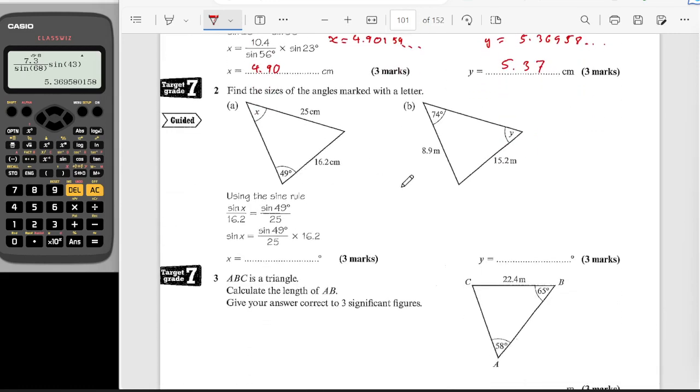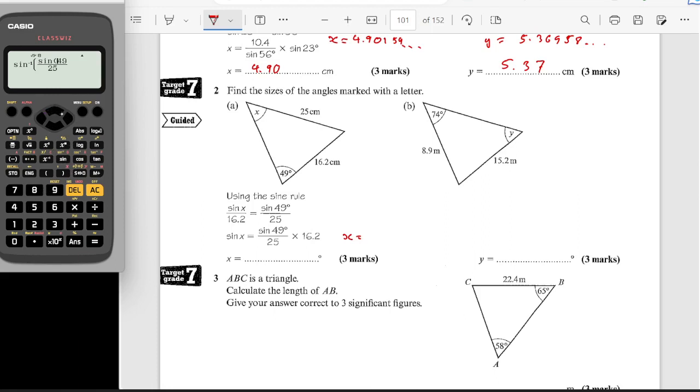Okay, question 2, find the size of the angles marked with the letter. So whenever you're working with an angle, I tend to use the rearrangement. So sine A over A is equal to sine B over B, and then rearrange from there. So I would agree with this step. I would probably jump straight to x being equal to shift sine, and I want to type into that as a fraction, sine 49 over 25.